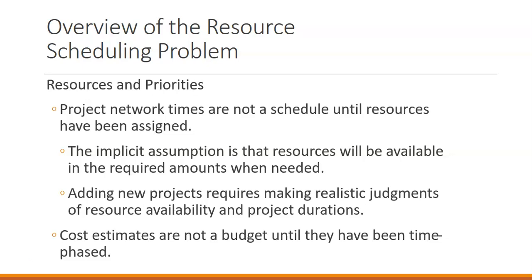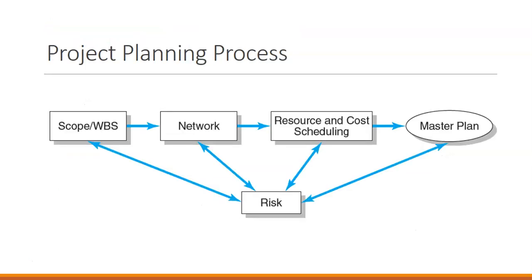We look at our project network plan and our resources, and now we start making a plan about if we need to shift times or resources. So we're in our project planning process. We've done our scope and our WBS. We have our network. We've looked at risk. Now we're looking at resource and cost scheduling. All of those things go into our master project plan.